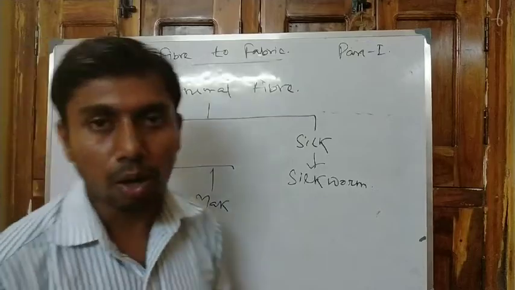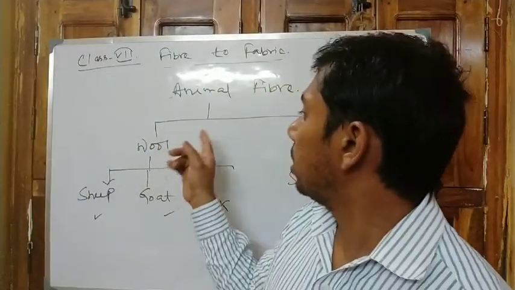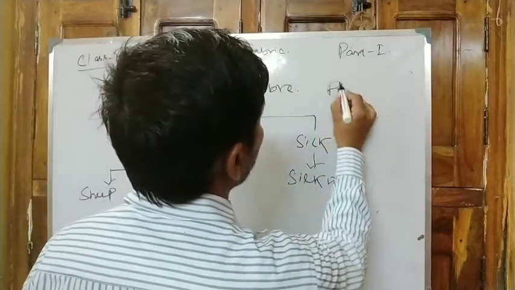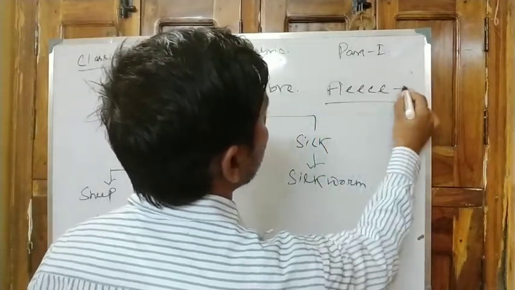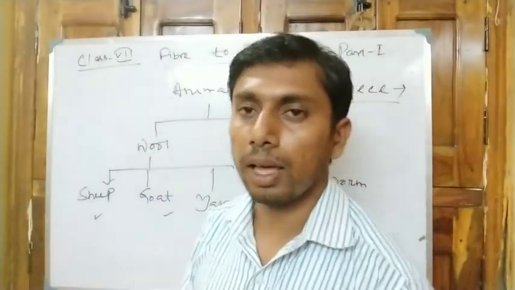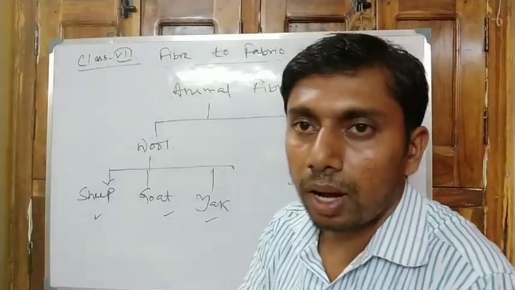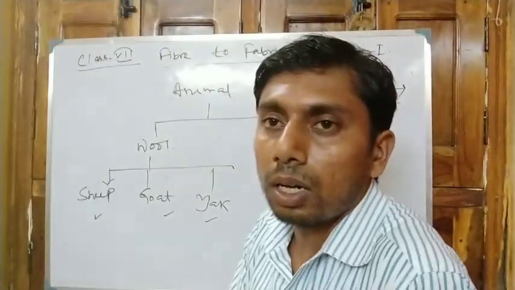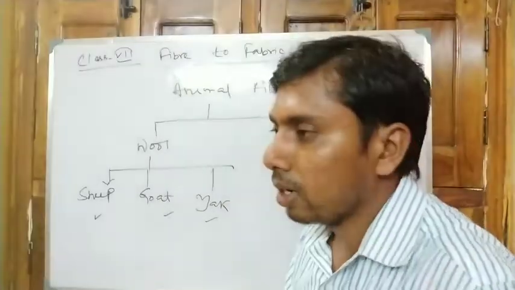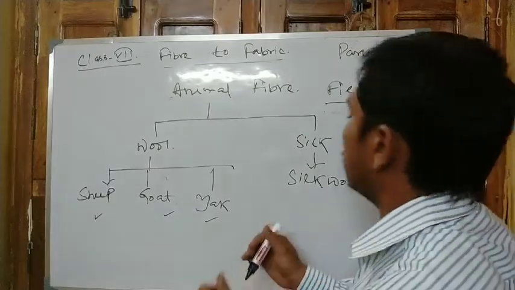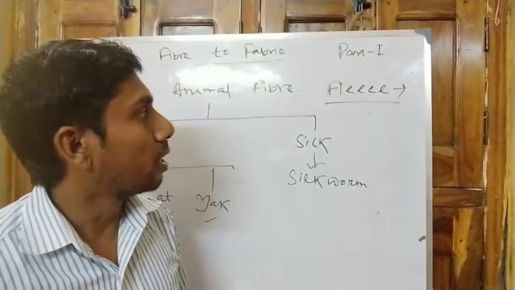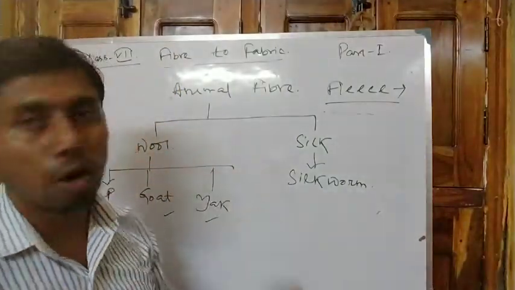So which part of these animals is used to make the animal fiber or wool? That is fleece, F-L-E-E-C-E. What is fleece? It is the layer of fur which covers the outermost part of the animal. It is the thick layer of fur covering the animal. This is fleece. From fleece we extract the animal fiber or wool.